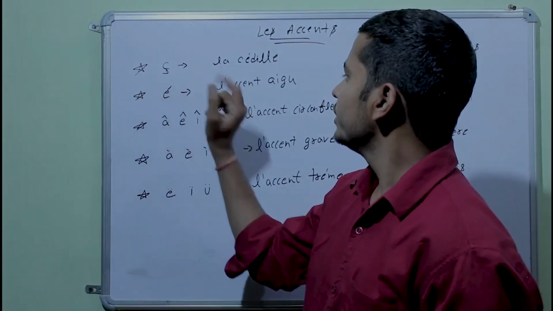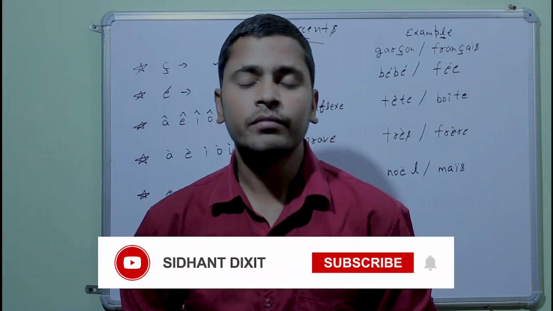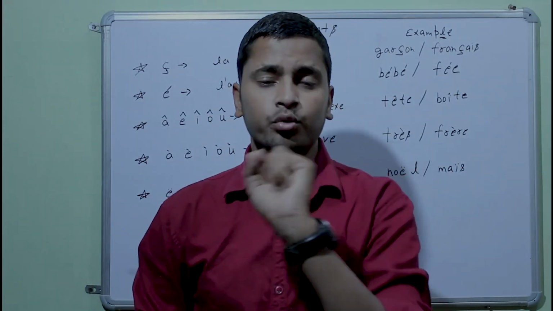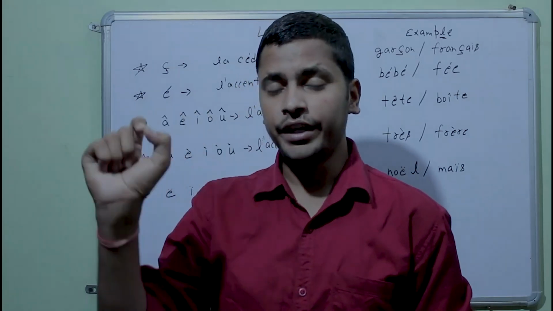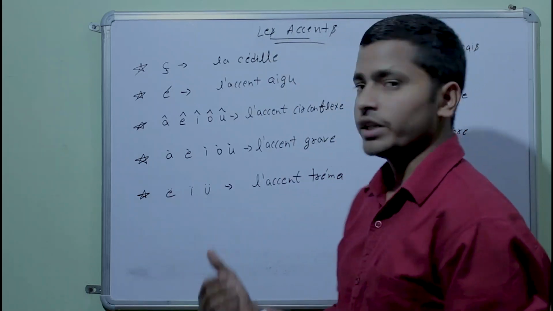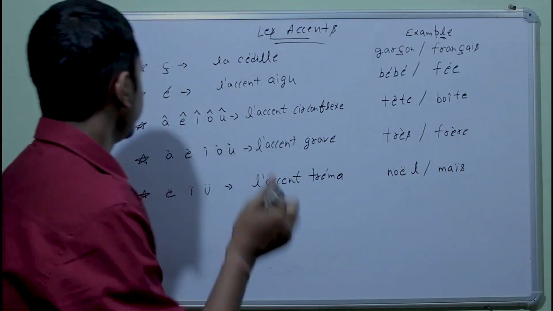The cédille, the accent aigu, grave, circumflex, and one more is the tréma. So how to use them? We are going to tell you today how to use them in the proper way. First of all, we start from the cédille. We start from the cédille, this accent.